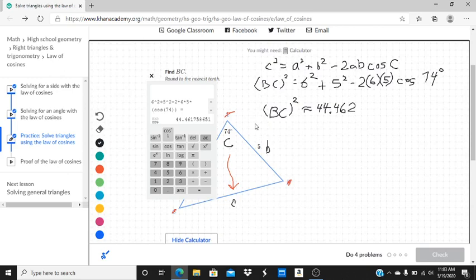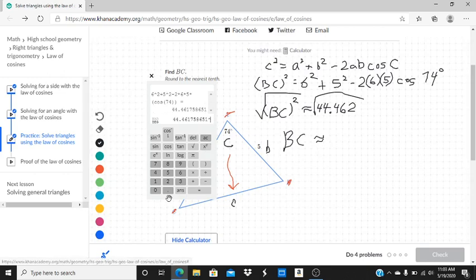Okay. Now what I want is just BC, so I'm going to have to take the square root of both sides. And I'm going to say BC is, well, to take the square root on this calculator, we can raise our answer to the 0.5 power. That's the same as the square root. We hit equals, and we get 6.66. If we want to round to the nearest tenth, we have a 6 after the 6, so we're going to round it to 6.7.